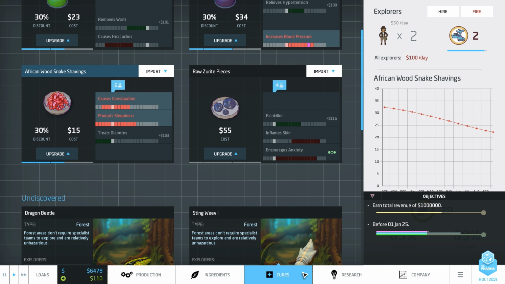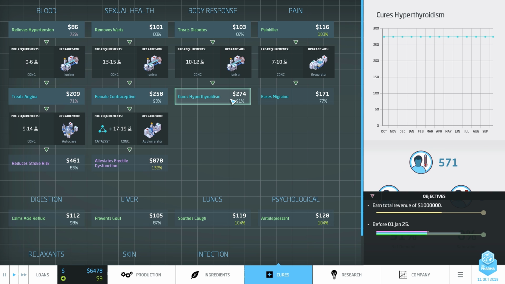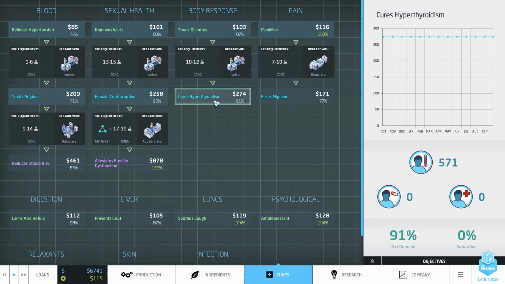Treats diabetes, adds 103. So the cure here, increased diabetes adds goes up to hypothyroidism. It's 274. Can we afford the machines to make this is the question. Because this could be another situation. It trades even better than the female contraceptive actually. So let's move away from the treats diabetes and try to get to the hyperthyroidism. What do we need for that?